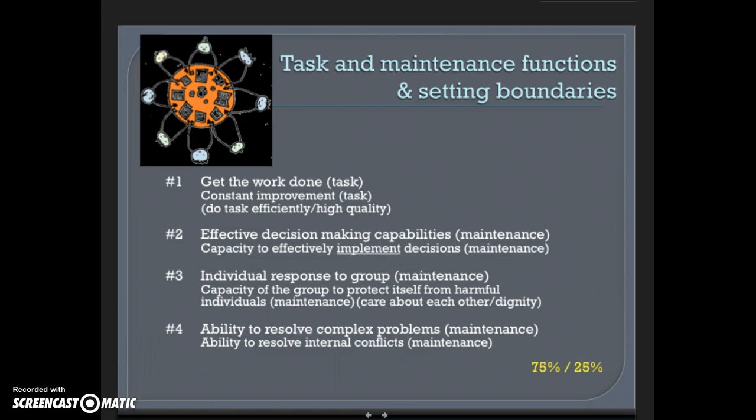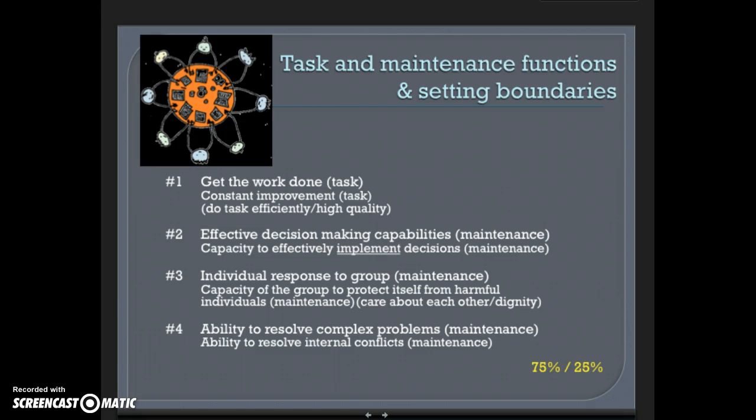The next area is the individual responses to a group. How does the group protect itself from a harmful individual or individuals, and how do they also include others? How is it that the group goes about caring about each other and treats one another with dignity? The fourth area, again a maintenance function, is the ability of the group to solve complex problems. When internal conflicts come up, how does the group go about solving those problems?